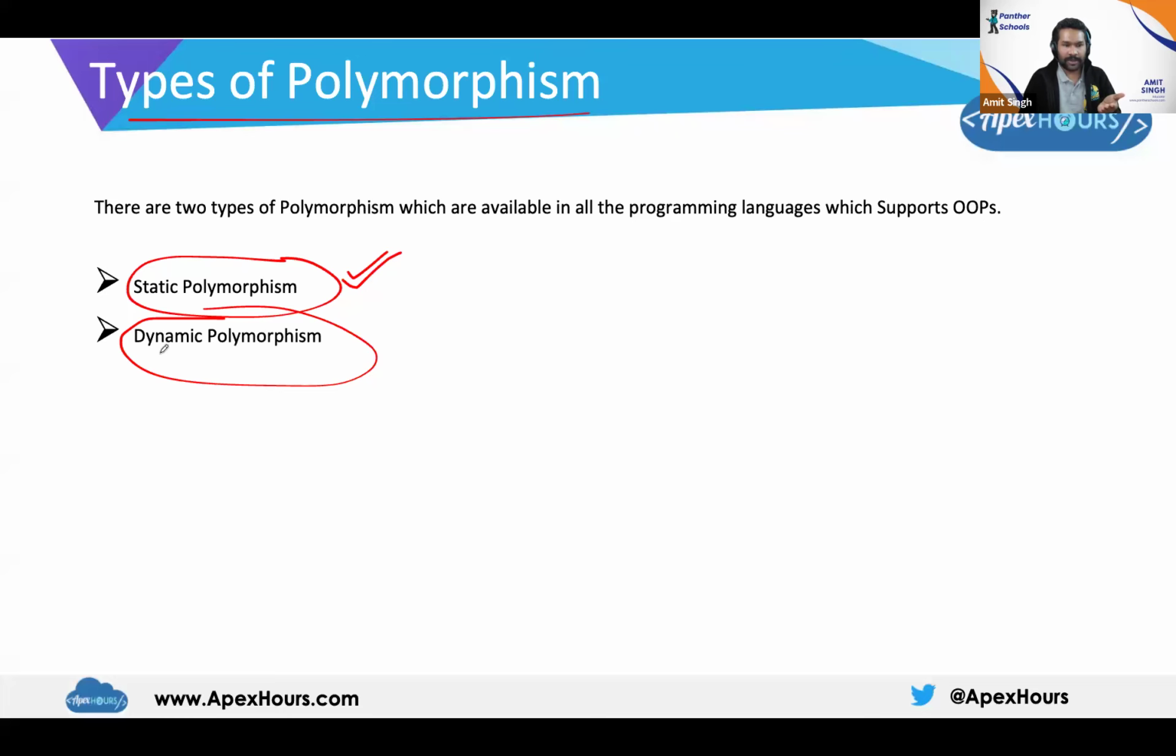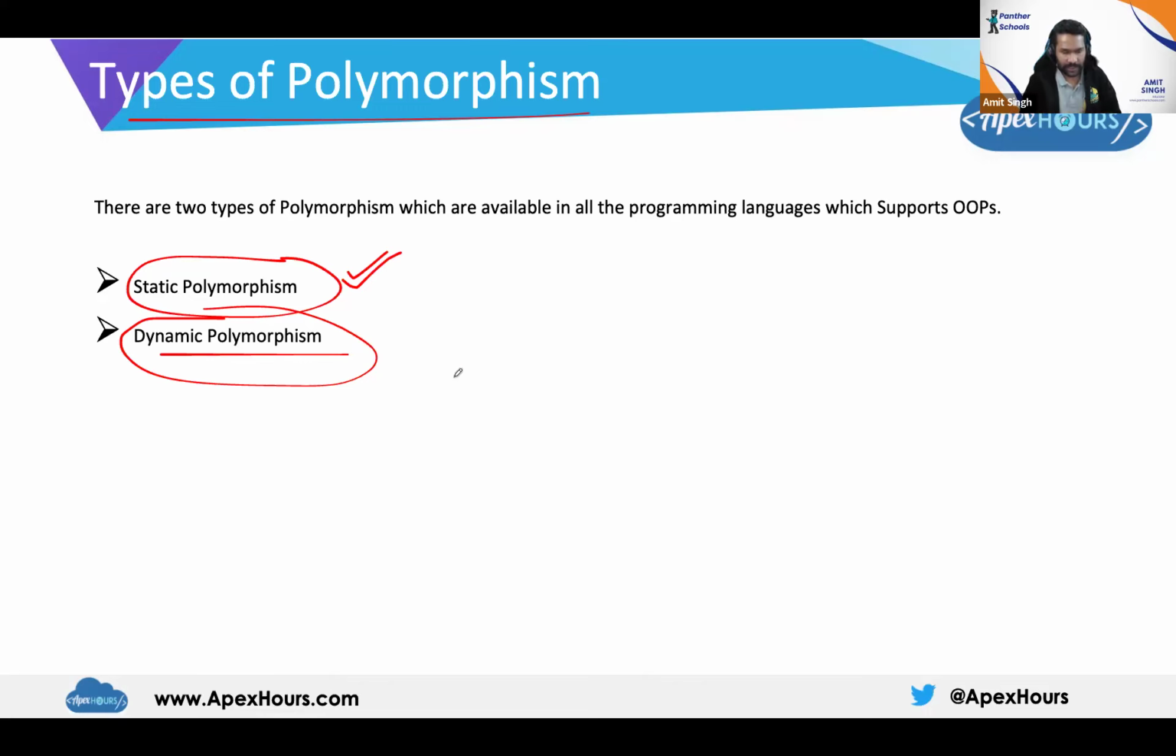Then what is this dynamic polymorphism or runtime polymorphism? Dynamic polymorphism, or runtime polymorphism, can be achieved with the help of inheritance. Yes, that is why we covered inheritance before covering polymorphism. So dynamic polymorphism can be achieved with the help of abstraction, with the help of inheritance. And how we can achieve it? We can achieve it with the help of method overriding.